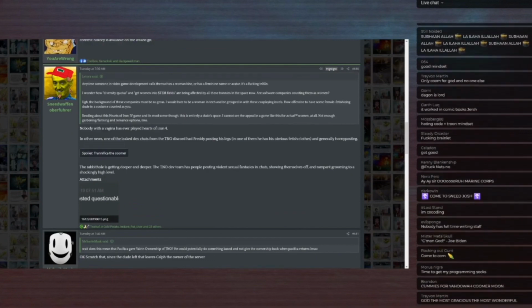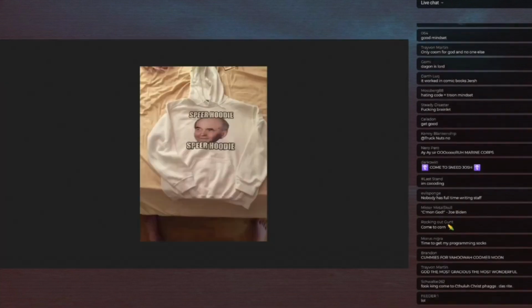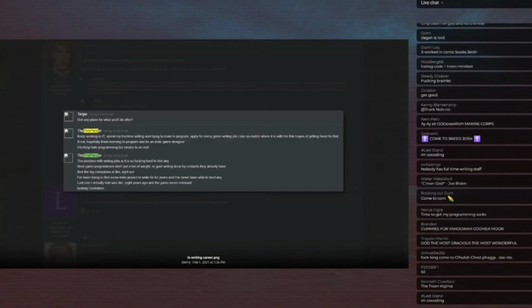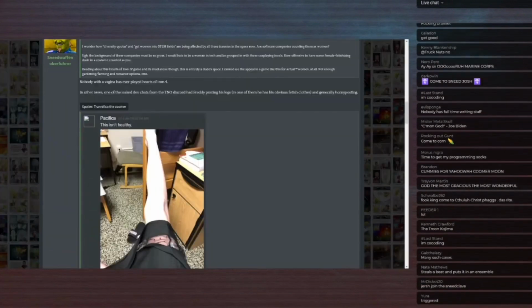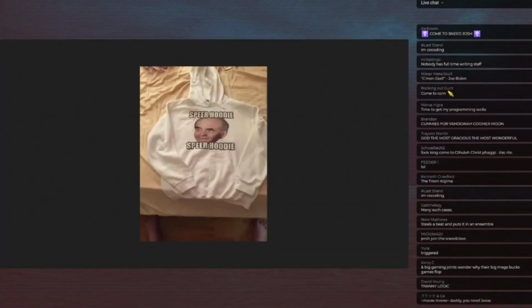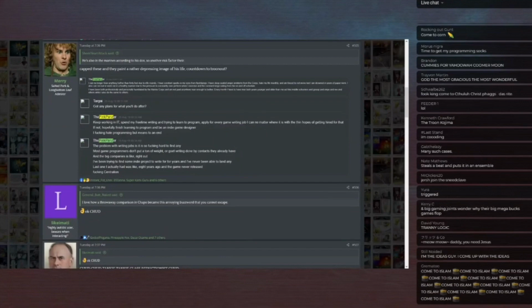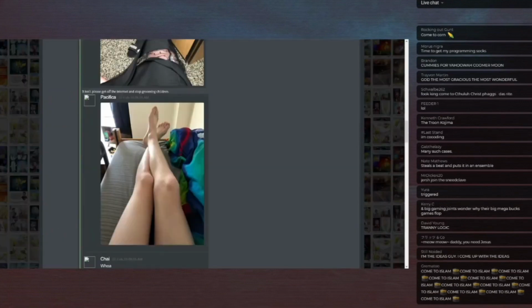Okay, so the leaked dev chats from the TNO Discord had Freddy posting his legs, and that was the person from before. This one, I think. This is Pacifica, I think. Anyways. Posted this leg shot. Actually, let's compare the feet of the spear hoodie in this. Is this the same pair of feet, chat?